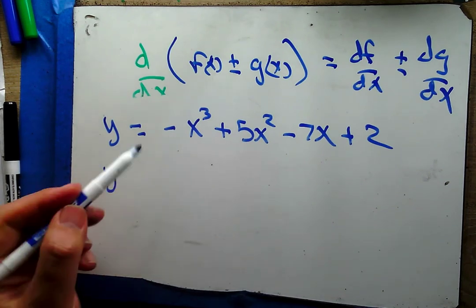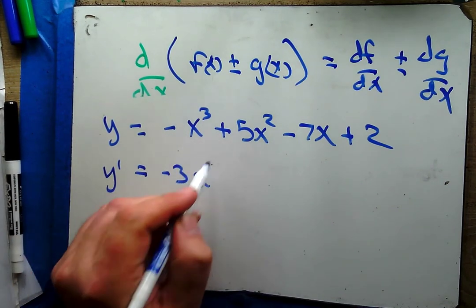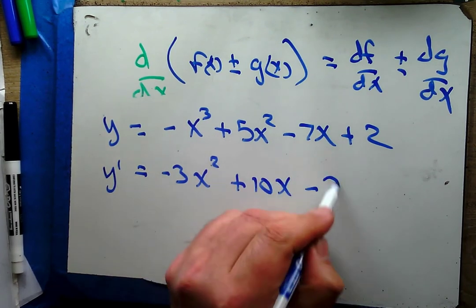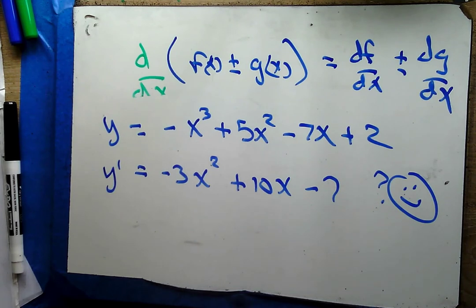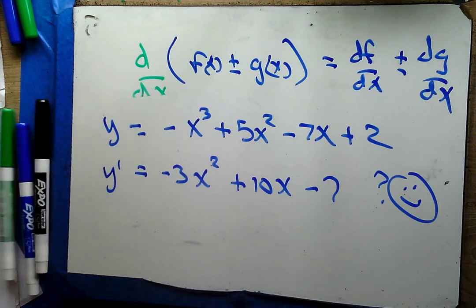Okay, did you get negative 3x squared plus 10x minus 7? If you did, good job. If you didn't, why not? Let me know if you have some questions.